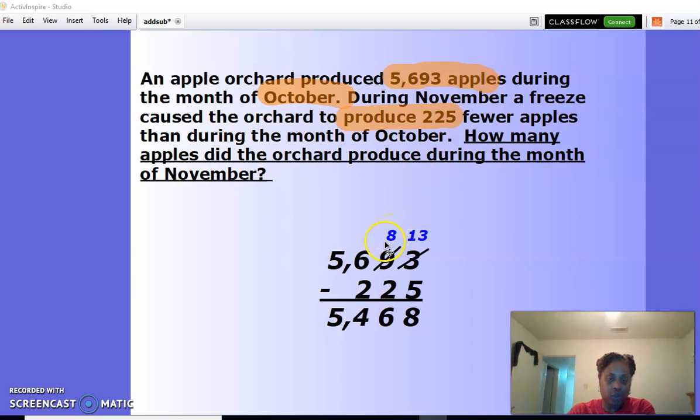Next, we move back to the tens place value position and we subtract 8 minus 2, which is equal to 6. Next, we move over to the hundreds place value and we subtract 6 minus 2, which equals 4. Finally, we move to the thousands place value position and we subtract 5 minus the imaginary zero that is in the thousands place value position here, and our answer is going to be 5. Our final answer is going to be 5,468.